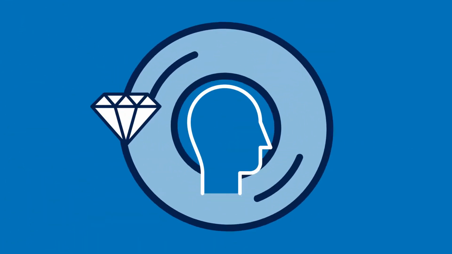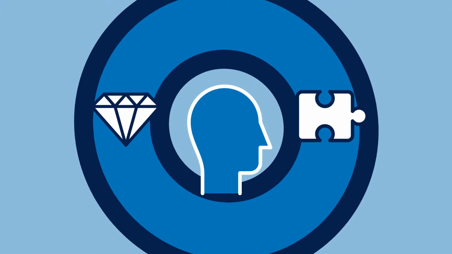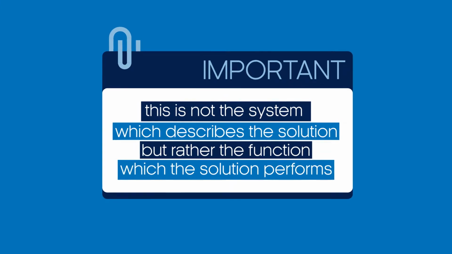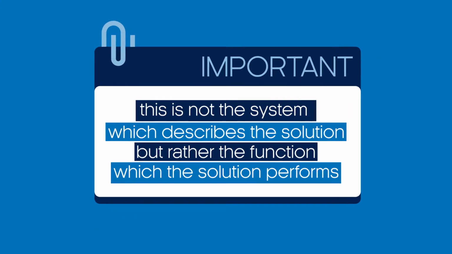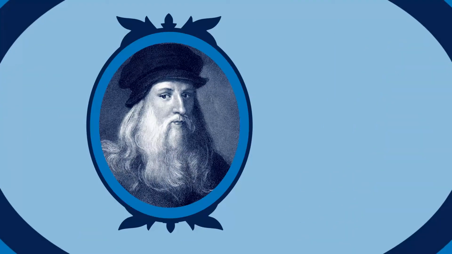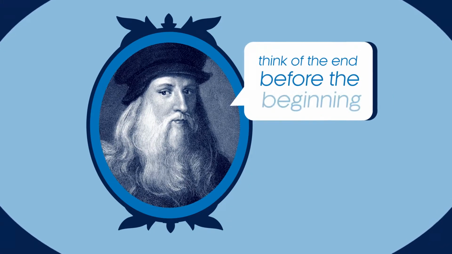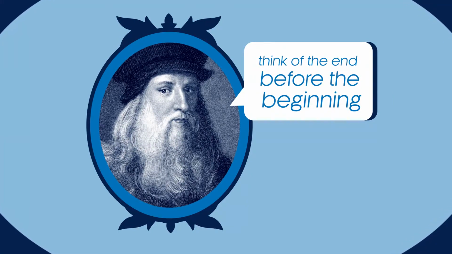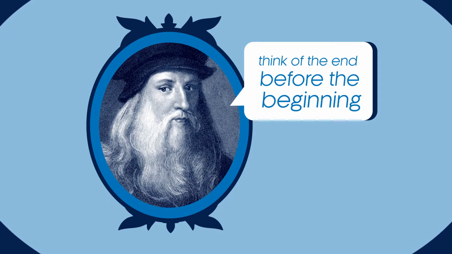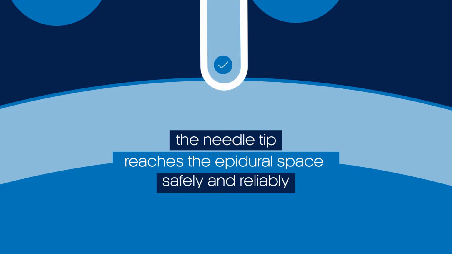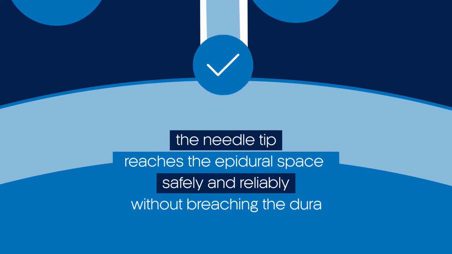Having clearly stated the problem, our next step is to describe the ideal solution. It's important to understand that this is not the system which describes the solution, but rather the function which the solution performs. It may be helpful to think of the ideality statement using Leonardo da Vinci's approach: think of the end before the beginning. That is, look ahead to the function which will be performed by the ideal solution. Again, returning to our epidural needle placement problem, this might be captured in the statement: the needle tip reaches the epidural space safely and reliably without breaching the dura.